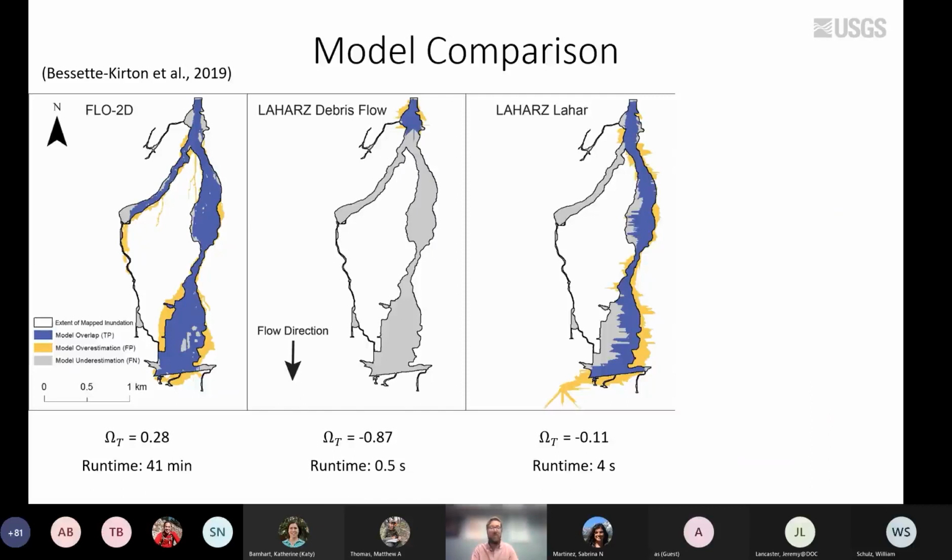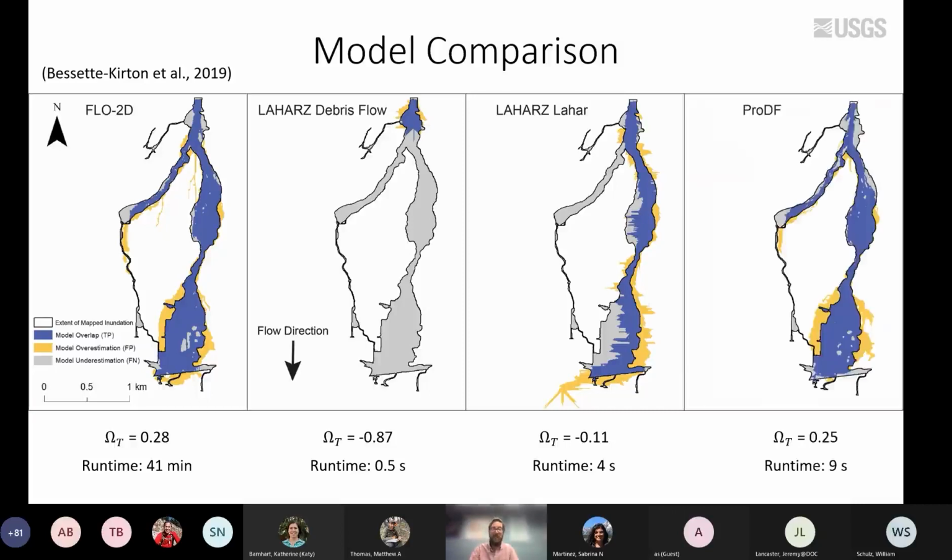So we see that they ran both variations of Lahar Z on San Ysidro Creek, once again on a 5-meter input DEM. We see that the similarity index values for the empirical model are lower than what we observe for Flow2D. However, the runtime on the same input DEM is much faster. So we have runtimes in the order of seconds as opposed to tens of minutes.